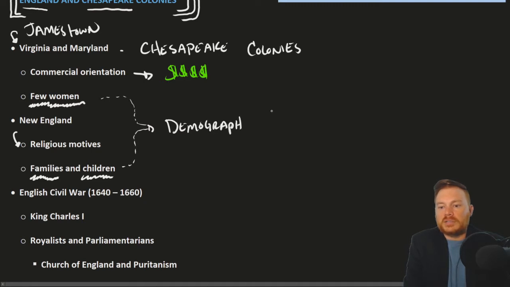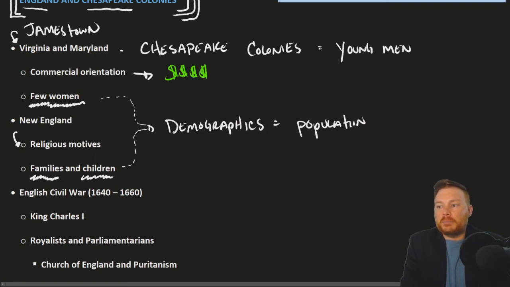Demographics is just a fancy word for population. So the Chesapeake colonies, Virginia and Maryland, had fewer women. The New England colonies tended to move with families, men, women, children, elderly, a little bit more diverse. We're mostly talking about these Chesapeake colonies, where it's mostly young men who move there in order to provide labor.